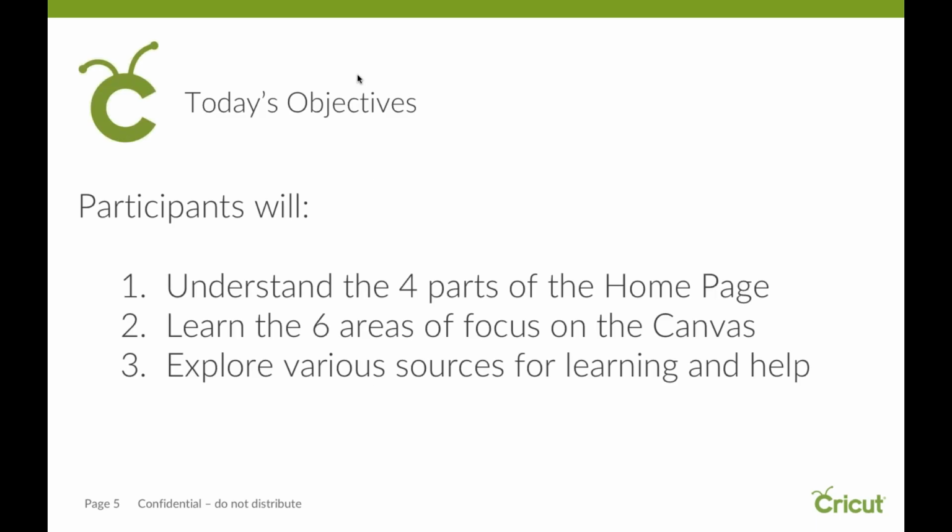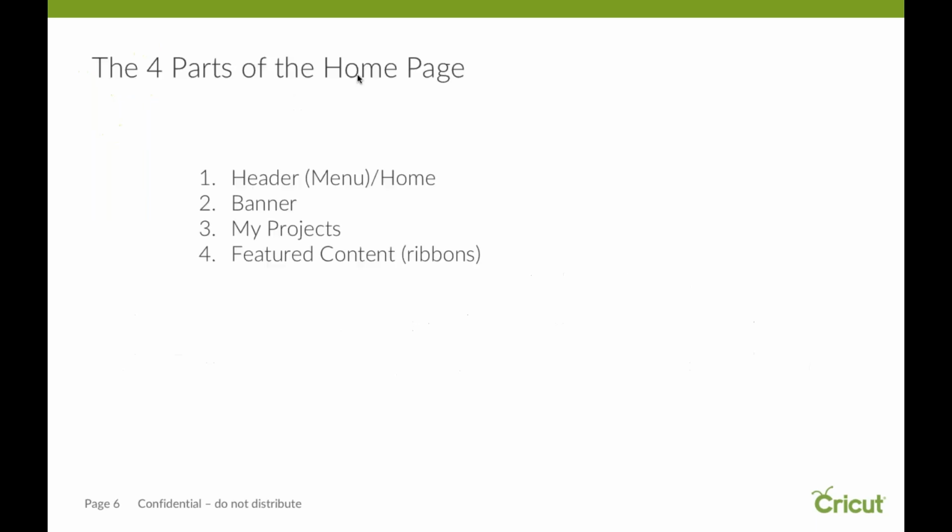So today, here are the objectives. Here are the things we're going to cover. You're going to be able to understand the 4 parts of the home page in Design Space. We'll also learn the 6 areas of focus on the canvas in Design Space. And then we will explore various sources for learning and help, and there are a lot, so we definitely don't want to miss out on that. Without further ado, let's get into Design Space.